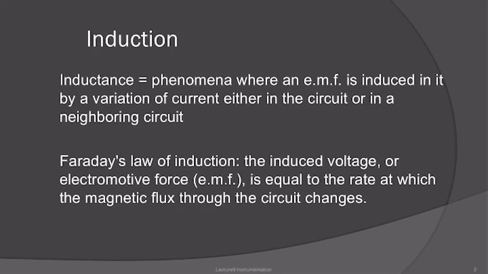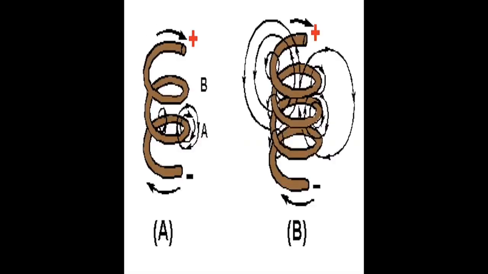The voltage is induced due to the variation of current in the circuit itself or due to the variation of current in the neighboring circuit. This is based on Faraday's law that mentioned the induced voltage is equal to the rate of magnetic flux in the circuit changes. The Faraday law can be explained using this figure.